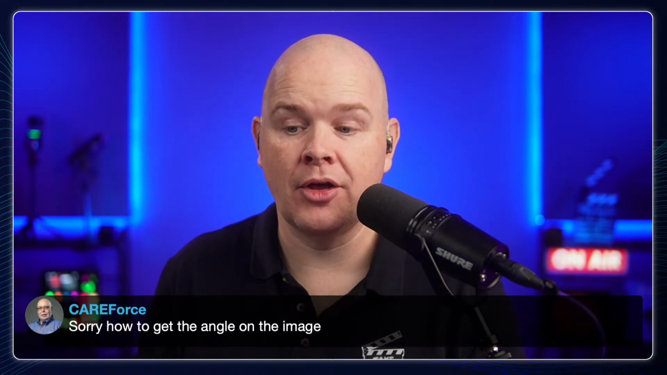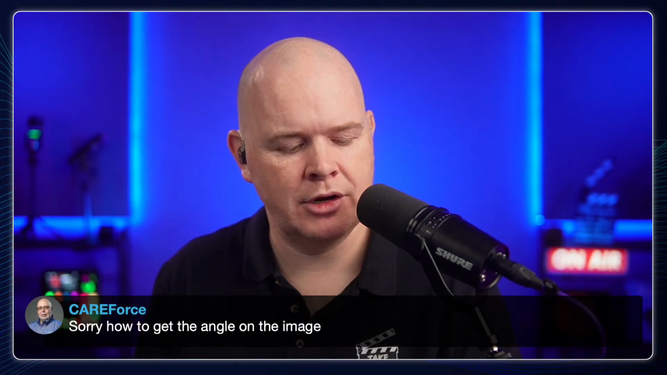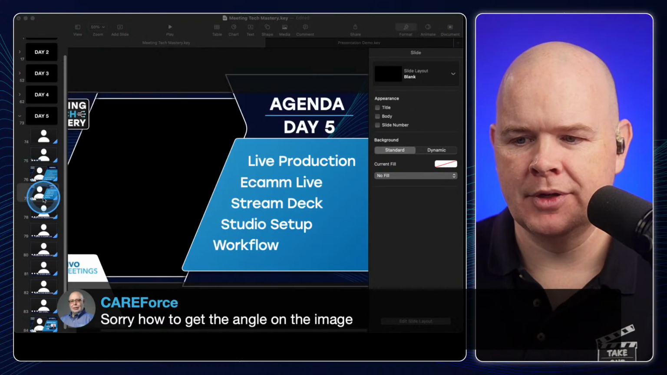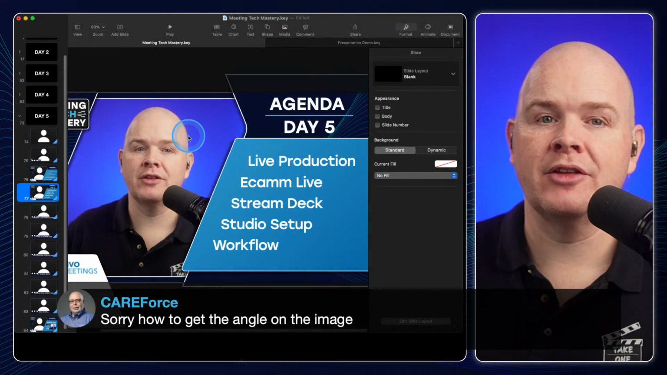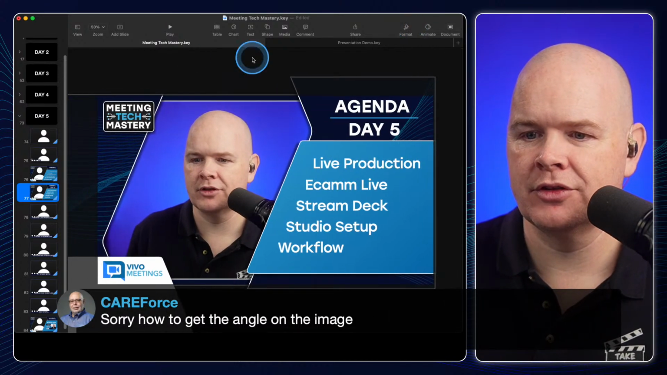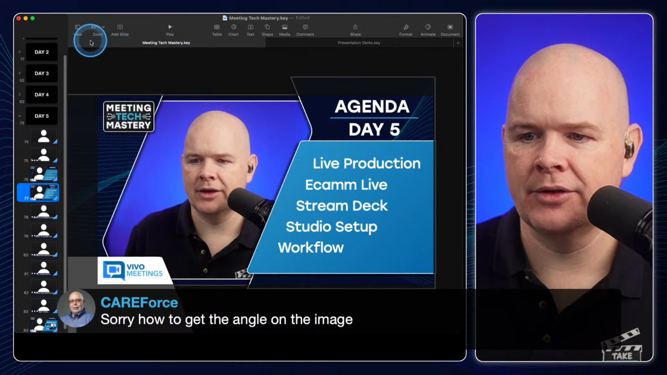How to get the angle on the image? So let me come back to this then. Where are we? It is this one. So you were referring to the angle that I had on this, I guess. That's because the camera itself. If I just hide some of this other stuff, and I'll just hide that out of the way as well.